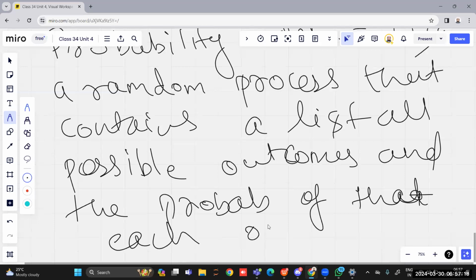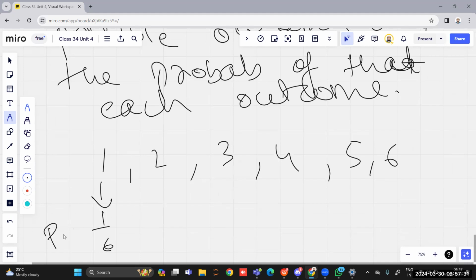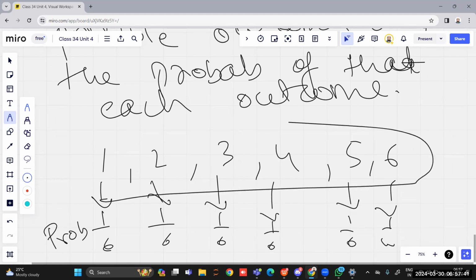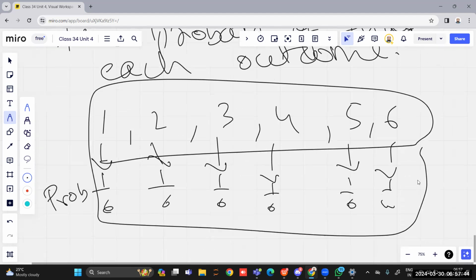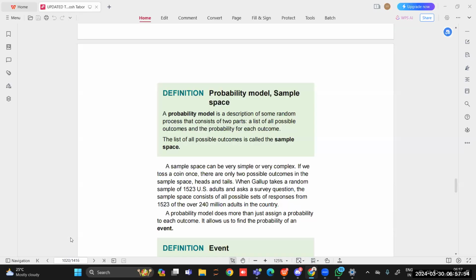I'll give you one example. For example, I am rolling a die. What possible outcomes do I have? 1 2 3 4 5 6. And what is the probability of one? It is 1 by 6. So 1 by 6, 1 by 6, 1 by 6, as it is a fair die, all will have 1 by 6. So this is a probability model that I have drawn. Is it clear, Zaid? I've listed all the outcomes, and these are all the probabilities of those outcomes. That's the probability model.